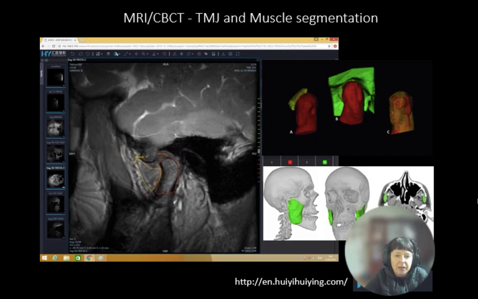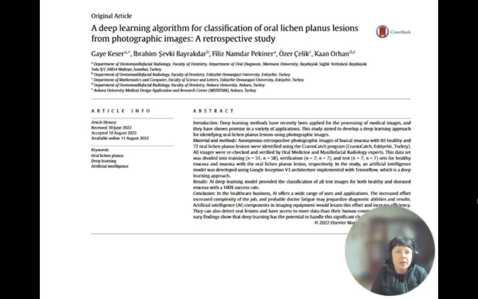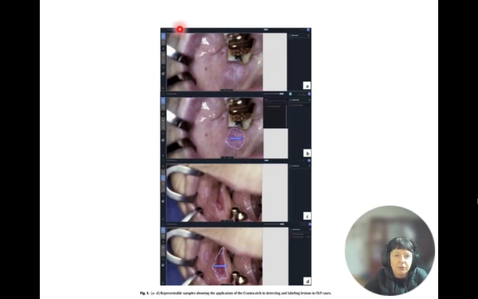A deep learning algorithm can be used also for analysis of photographs, not digital radiographs, but digital photographs, for example, in this case, from the oral cavity, like oral lichen planus lesions. And this is the analysis, the photograph, the lesion, and the AI algorithm marking the lesion on the photograph, and another lesion in this patient marked by AI.